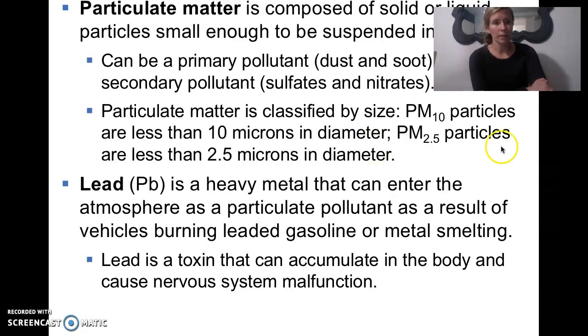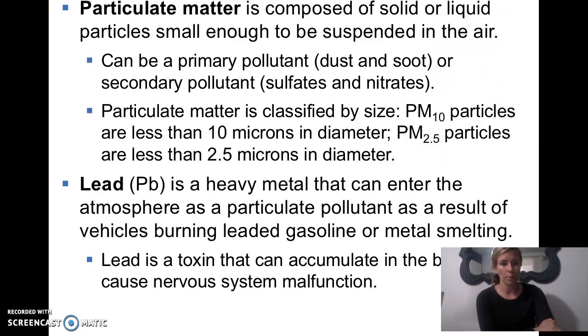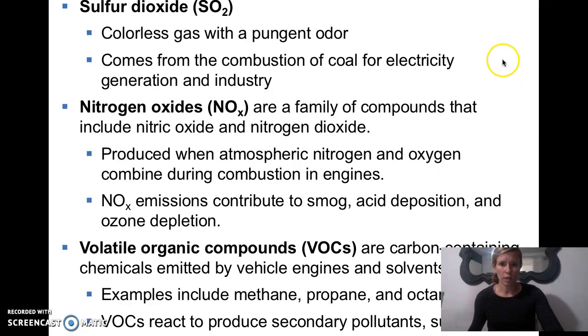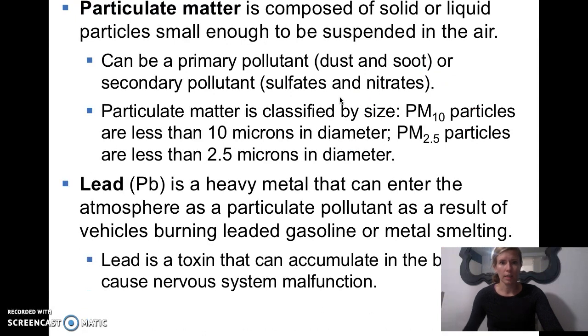Then we have particulate matter. This is what we talked about before. It's solid or liquid particles small enough to be suspended in the air. So this can be a primary pollutant such as dust or soot, which comes off from a combustion reaction, or a secondary pollutant like sulfates and nitrates, which occur when other compounds react in the air with oxygen.